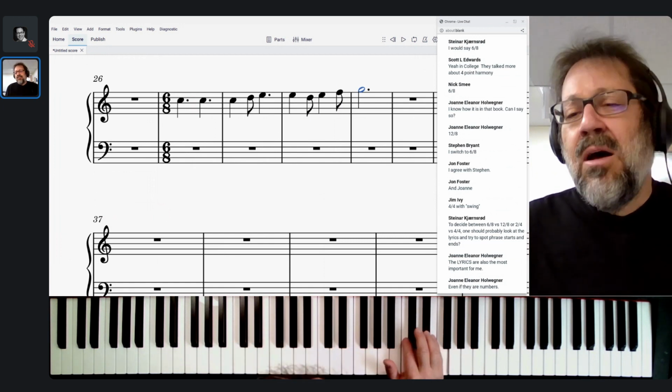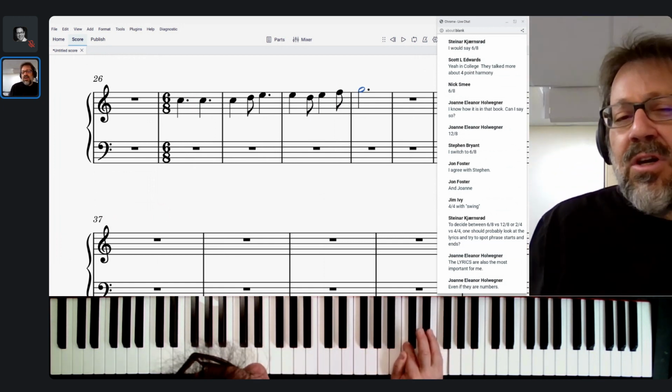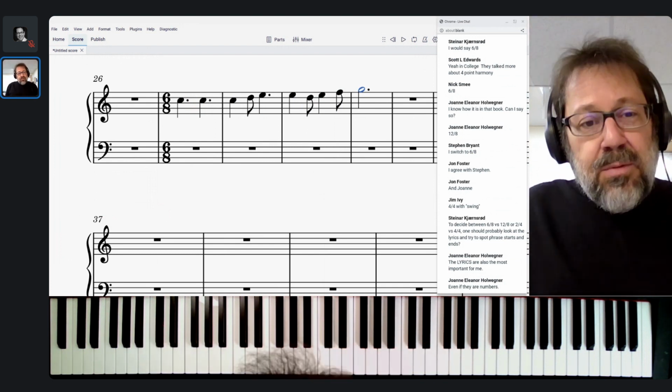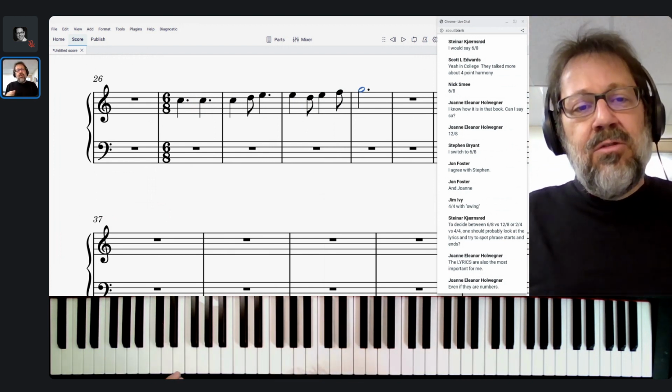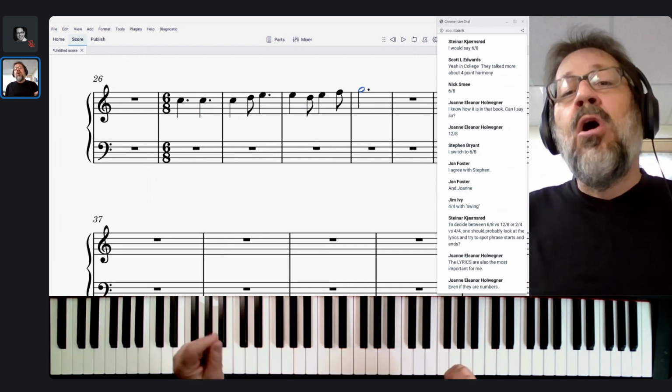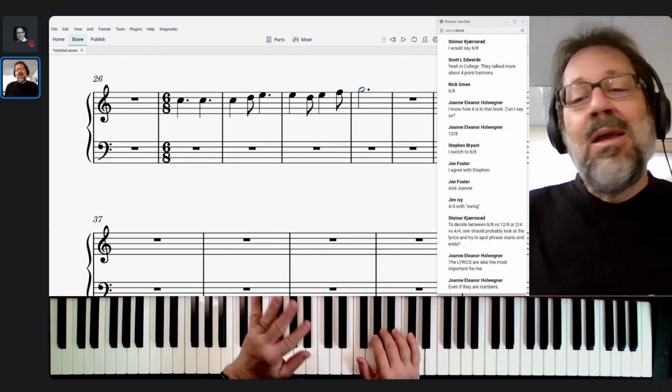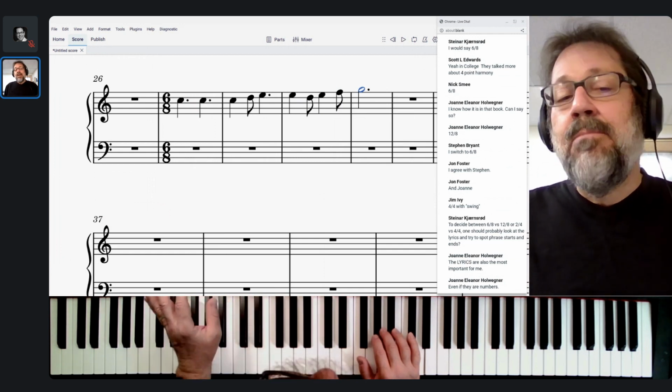syncopations makes the music a little more cluttered. So to me, unless there's a super strong reason to pick 2/4 over 4/4, I will almost always pick 4/4 personally. 6/8 and 12/8, I've got exactly the opposite thing going on.